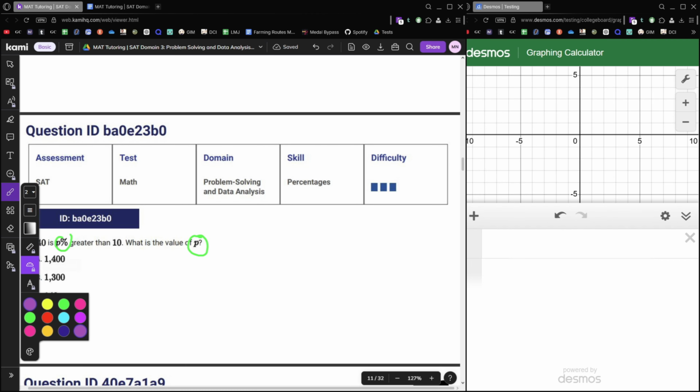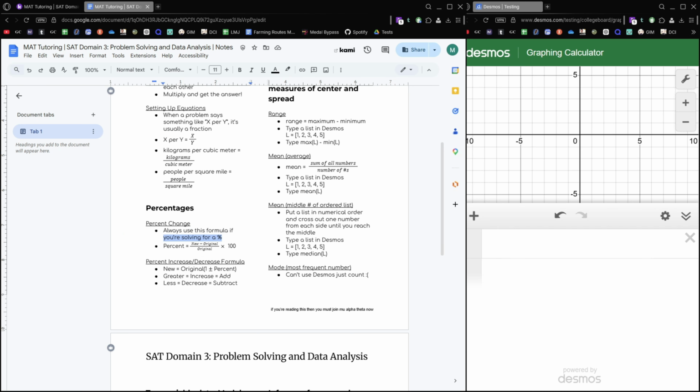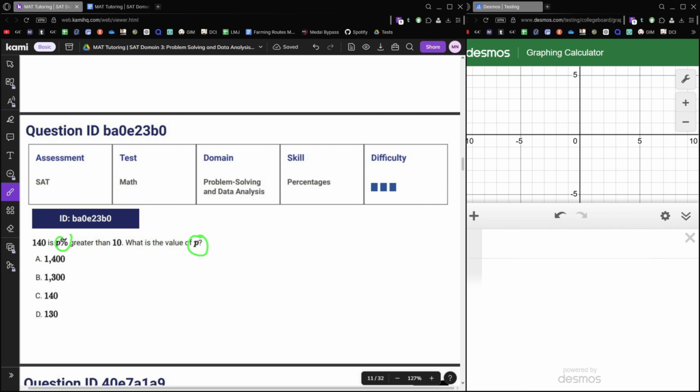I forgot to change to purple. Alright, and here's the equation we're gonna use. New minus original over original times 100. And here's the thing. I don't know if this is actually true, but based on my experience, the new number is always going to come before the percent. So if we look before the percent, that means 140 would be our new number, and then 10 would be our original. So let's go ahead and put this into our equation.